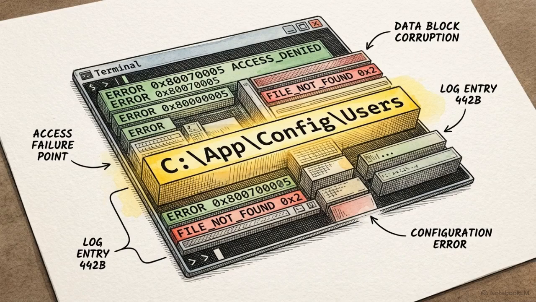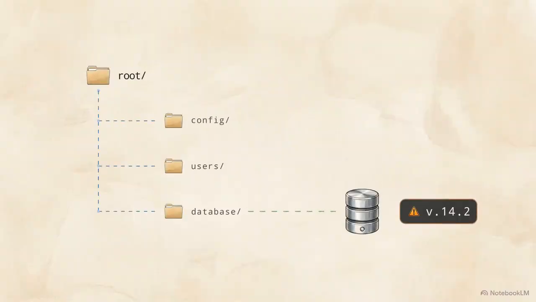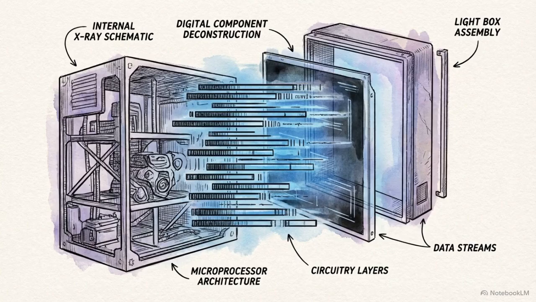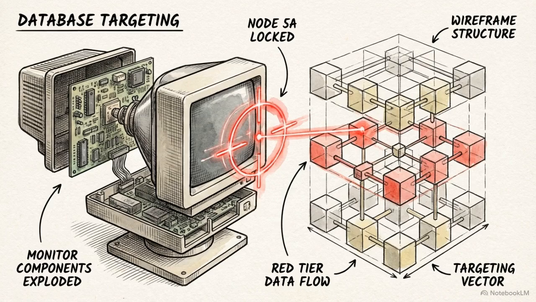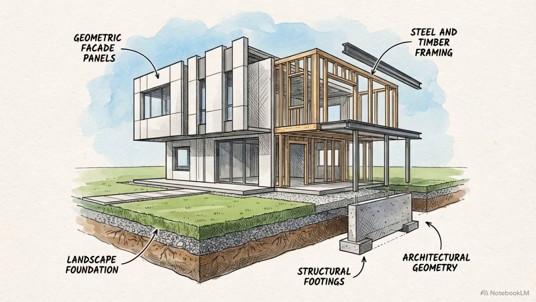When an application fails, it sometimes leaks a detailed log to the user. This message reveals the internal file structure and the specific versions of the database being used. Attackers use these messages as a digital X-ray. By seeing the internal map of the system, they can figure out exactly how to craft a second, more dangerous attack to steal information.